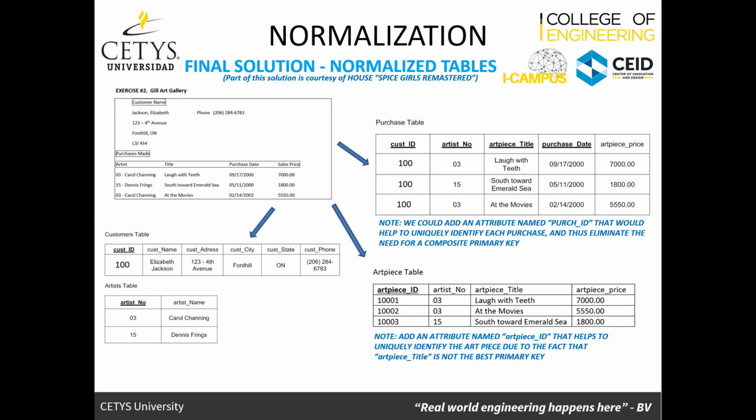And lastly, we have the purchase table. So how do we identify the purchase? A customer does the purchase. The customer purchases a title on a date that's associated to an artist, and it has a price. So here we have a composite key of the ID, the artist number, the title, and the purchase date. Again, if we didn't want to create this composite key, then we could simply add an identifier there. That would be the purchase ID or the invoice ID, and that would identify the purchase, and we wouldn't need the composite key. Okay.